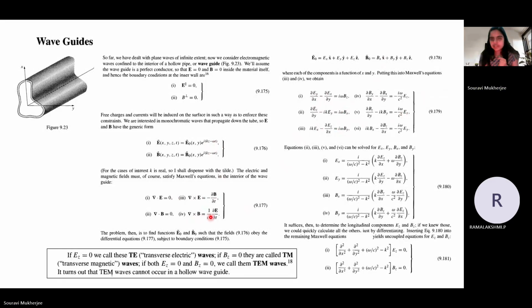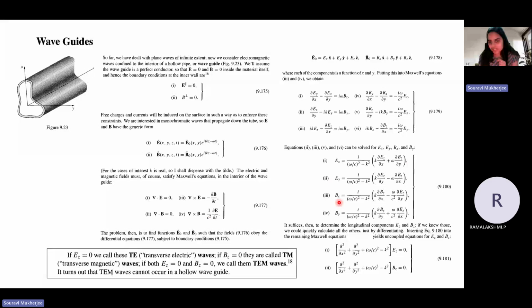Okay. Now, using this, you can actually solve for Ex, Ey, Bx, and By. Okay. So if you solve for that, what do you get? You get Ex, Ey, Bx, and By in terms of Ez and Bz. So that means if you can find Ez and Bz, you can actually find Ex, Ey, Bx, and By, right?